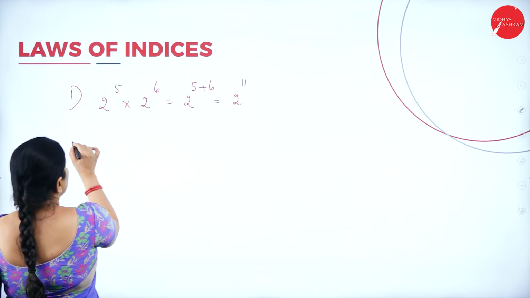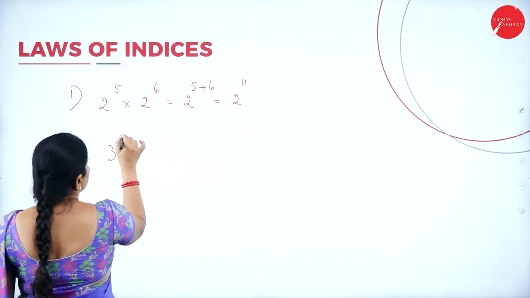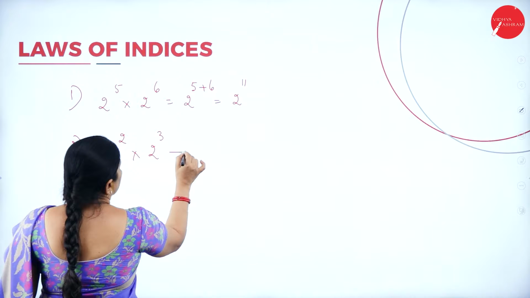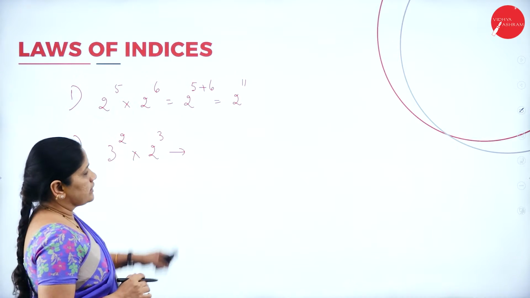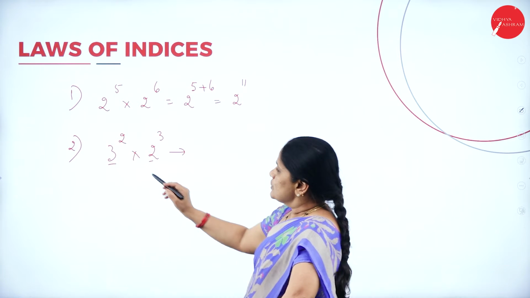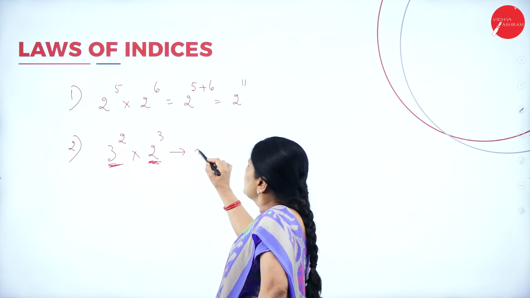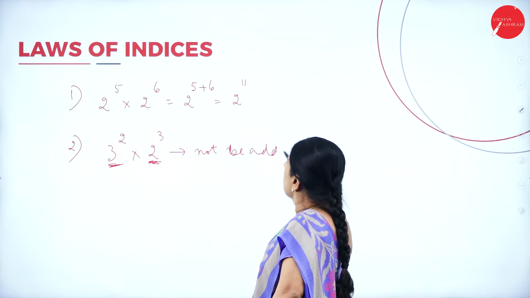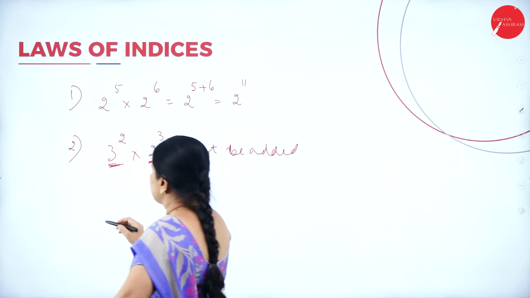Now, I'll give you one more example. Suppose I write 3 to the power of 2 into 2 to the power of 3. Can we add this? No, we cannot add here. Why? Because the bases are different. Here I have 3 as the base, here we have 2. So, it cannot be added.